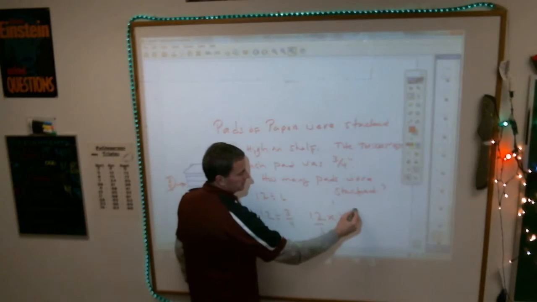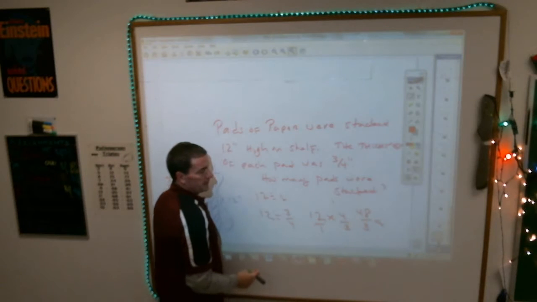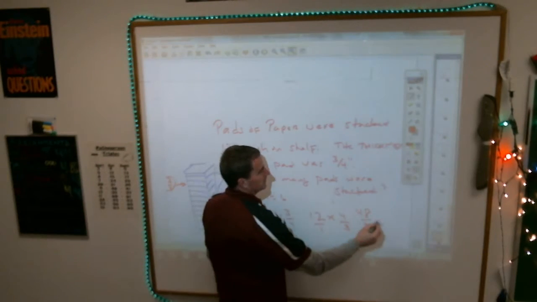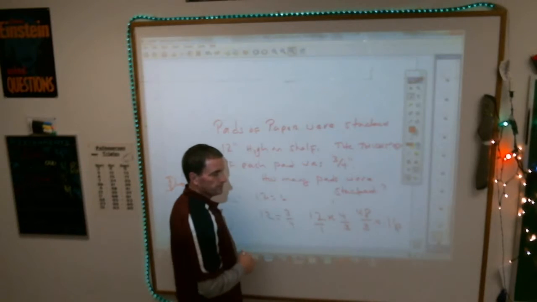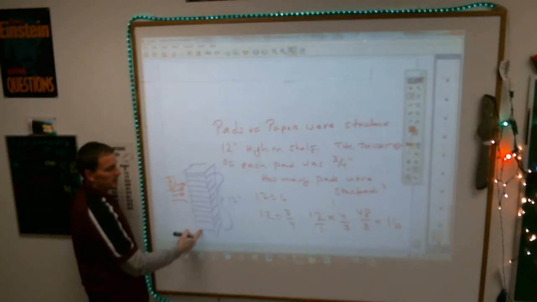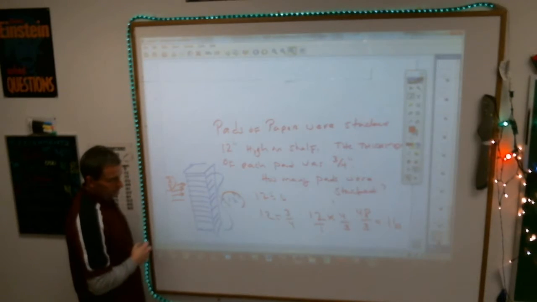And you multiply across, you get 48 over 3. 3 goes into 48 how many times? Anybody going once, going twice? 16 if you do the math. There would be 16 of these 3/4 inch pads of paper to make a 12 inch stack.